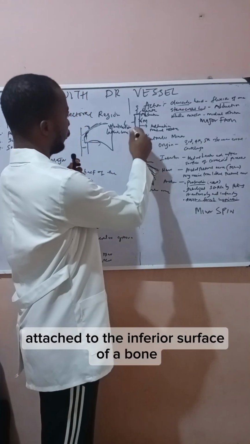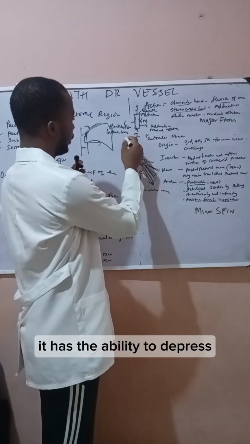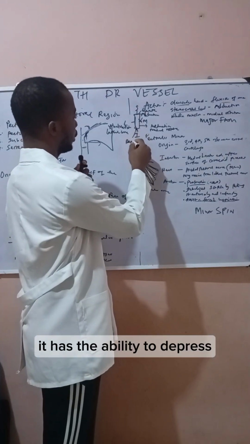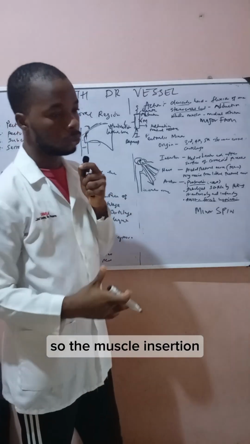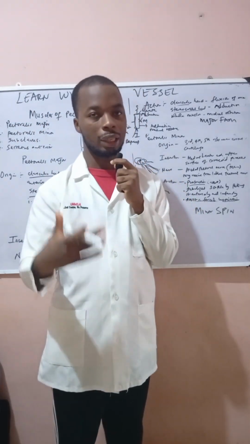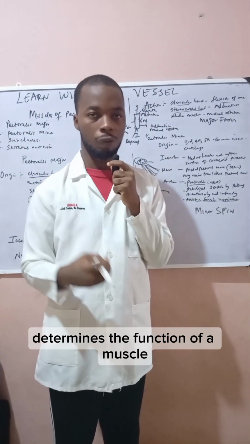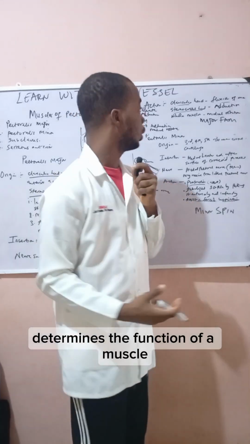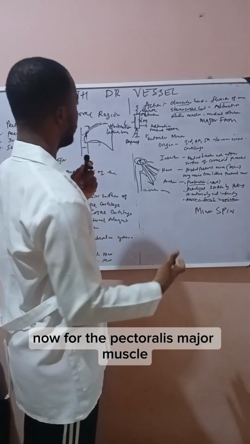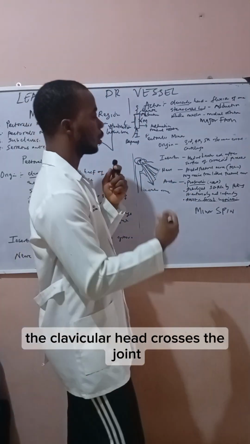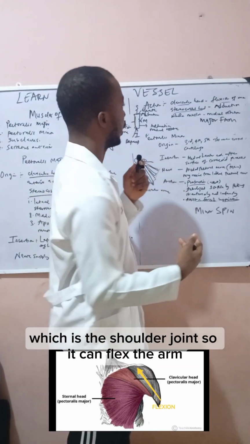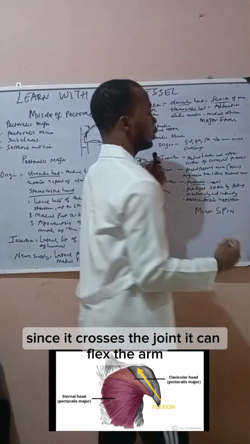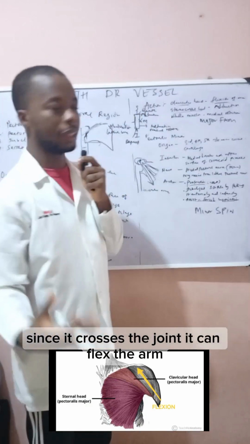If a muscle is attached to the inferior surface of a bone, it has the ability to depress the bone. So the muscle insertion determines the function of a muscle. And for the pectoralis major muscle, the clavicular head crosses the joint, which is the shoulder joint, so it can flex the arm. Since it crosses the joint, it can flex the arm.